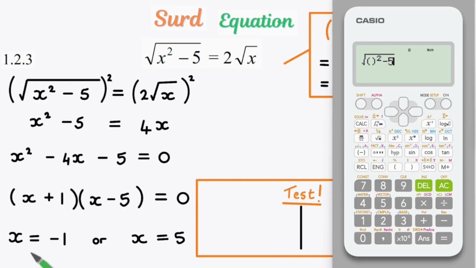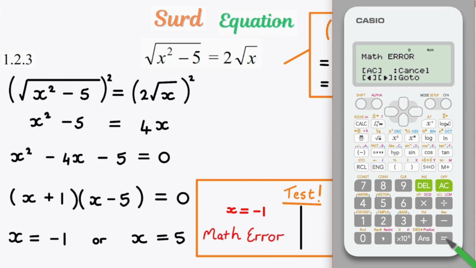We'll start off by testing this negative 1 here. How we do that is we revert back to the original equation and type it into our calculator like this, but instead of an x, you leave open brackets. I'm going to put that negative 1 in that bracket, and if I press equals, I get math error. So something's not quite right when I'm testing x equals negative 1. It's giving me math error, so it must be an invalid answer. We come to this equal sign over here and we put a stroke through it.